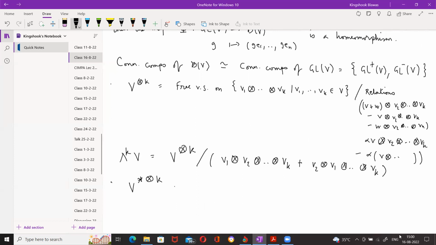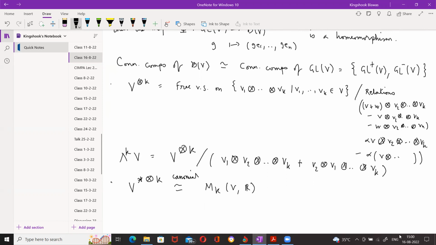This is a natural isomorphism. This is a canonical isomorphism. It means you don't have to choose bases. This is canonically identified with multilinear maps from V to R. Right? Yes. Okay, there's a canonical isomorphism here.